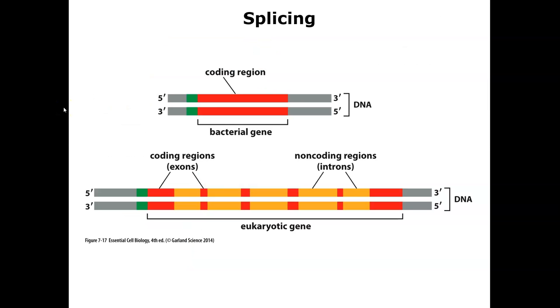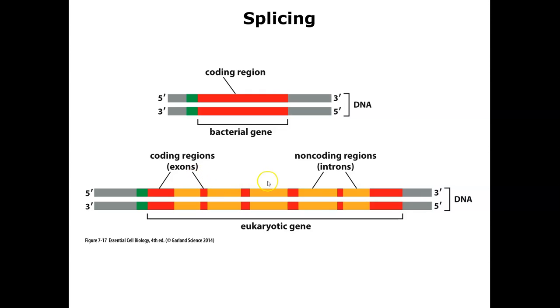Just a little slide note: splicing is pretty interesting because it allows for a lot of variation in our genes. You can see here that if we have a eukaryotic gene, a human gene for example, we have coding regions in red, which means that's going to be made into the protein part. And then we have non-coding regions called introns. And these get spliced out. And you might think, well, that's kind of dumb.